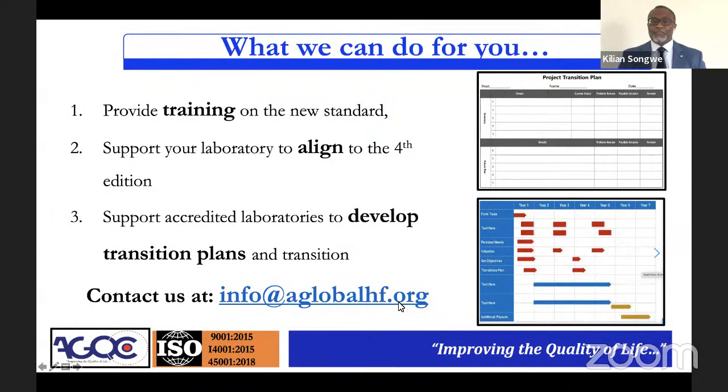There are the issues around measurement uncertainty. We'll be glad to provide training in that area. And then, of course, help laboratories who are not looking for accreditation, just align themselves.